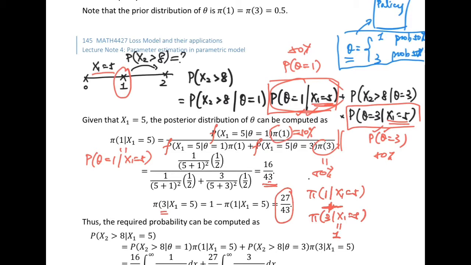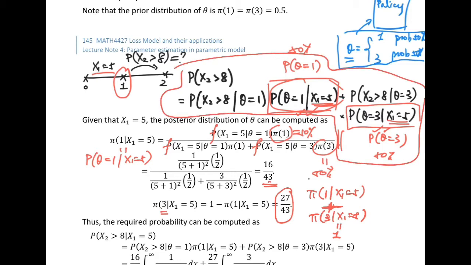After you have this posterior distribution, you can try to finish the job now. Basically you can just calculate this probability using this formula. For the posterior distribution, this one equals 16/43, and this one will be 27/43.